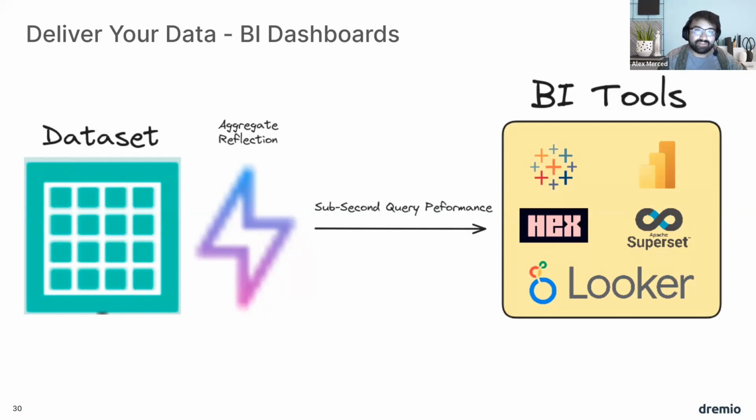For a data set that's going to be used for a BI dashboard, I could just turn on aggregate reflections, as we mentioned earlier. And now when I connect that data to Tableau, Hex, Superset, Power BI, Looker, Dremio works for pretty much any and all BI tools, and has really deep integrations with Tableau and Power BI. Okay, you can really get that full benefit, and you're going to get that really super fast performance.